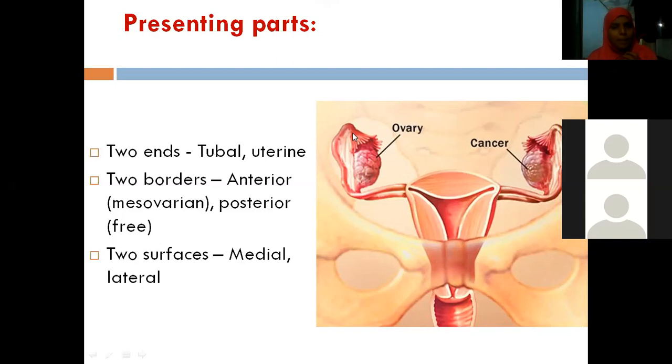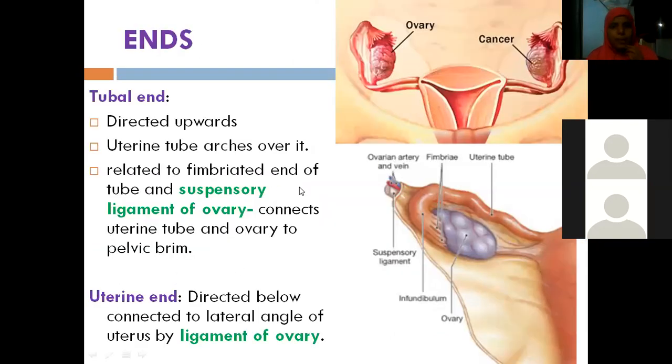Okay, the upper pole is close to the fallopian tube, no, that's why you call it as tubal end. Lower pole will be little close to the uterus, that's why you call it as uterine end. Okay, then two borders, anterior border and posterior border, and the surface near to the midline. What is the name of the surface near to the midline? Medial surface. And what is the surface away from the midline? Lateral surface.